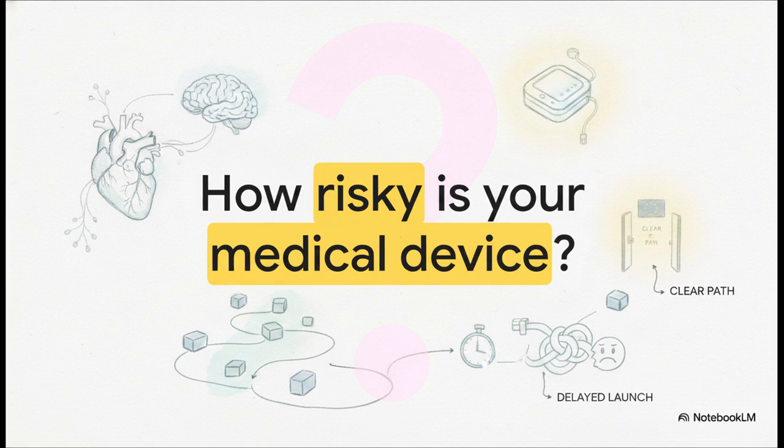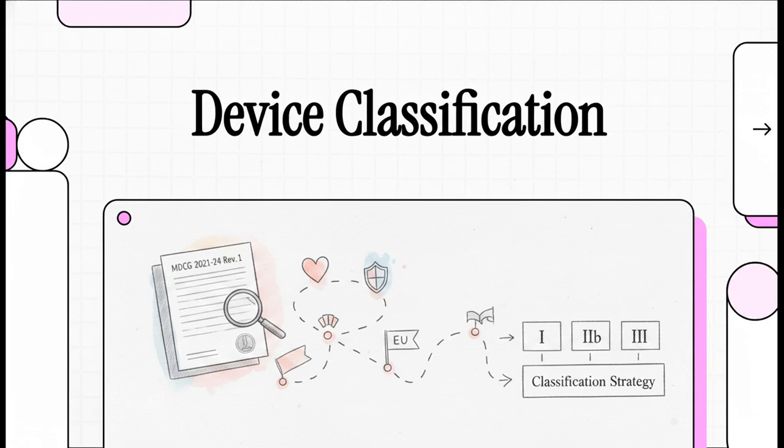If you get it wrong, you're looking at delayed launches, compliance nightmares, and potential safety risks. But if you hit the nail on the head and get it right, you've got a clear, solid path to market. Welcome to this explainer. Today, our main objective is to take a pretty dense 59-page guidance document from the Medical Device Coordination Group, specifically MDCG 2021-24 Revision 1, and translate it into a crystal clear, actionable roadmap for your own classification strategy.